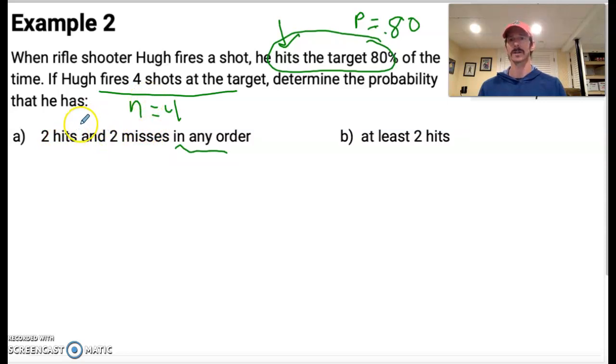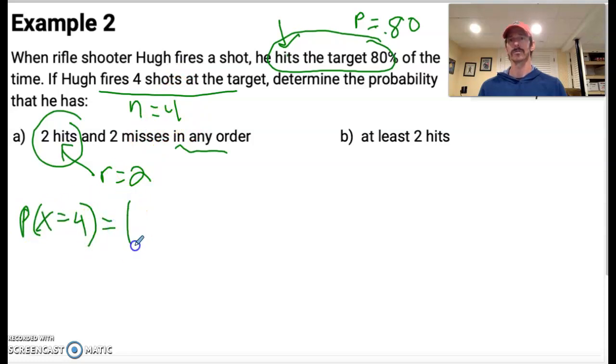So what that tells me is I'm just interested in the fact that he got 2 hits. So this is what I'm interested in being a success. So I want him to have 2 successes anywhere in those 4 shots. So this is our good old probability of x equals 4.